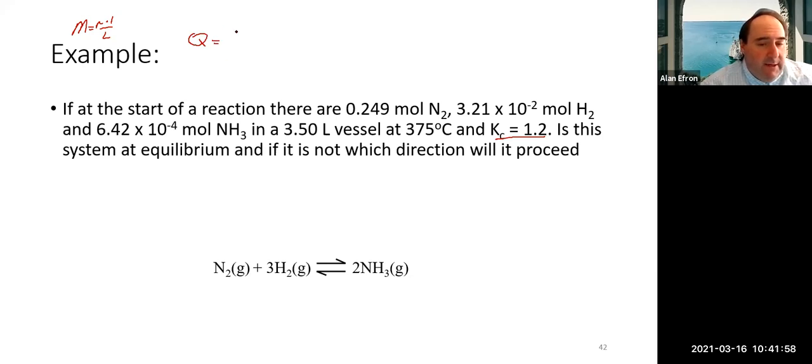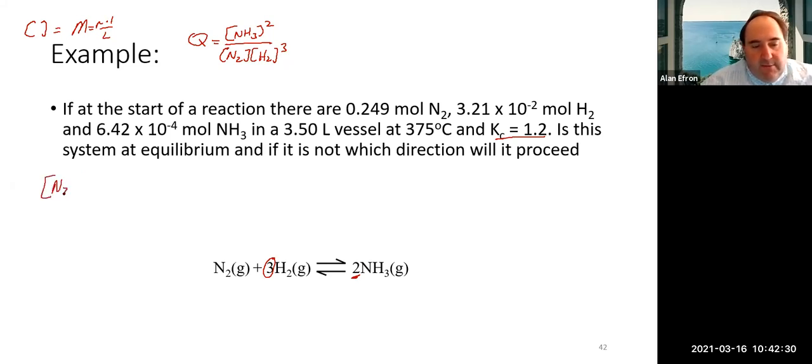So we're going to take our products, which is NH3. We would square it because of the coefficient that we got going on there. That would be divided by our N2 and our H2. And again, for our H2, we would cube it in this case because of the 3 that we see there. In order to do that, since those brackets mean concentration or molarity, we do need to figure out the molarity of everybody here, so we could do that relatively easy.